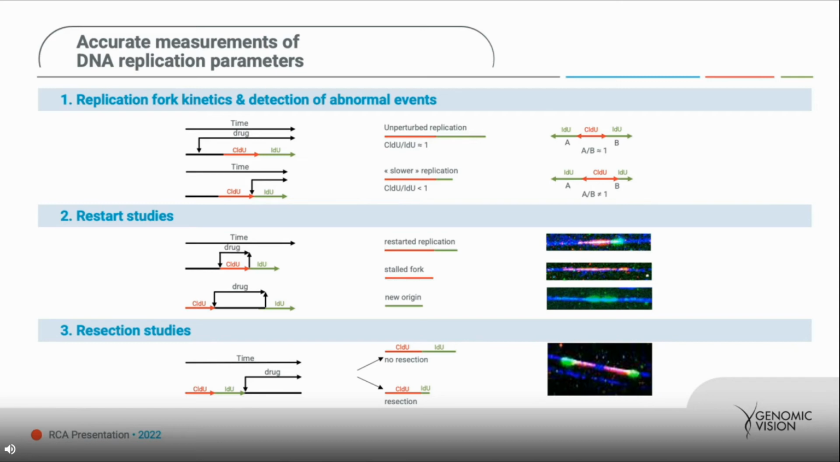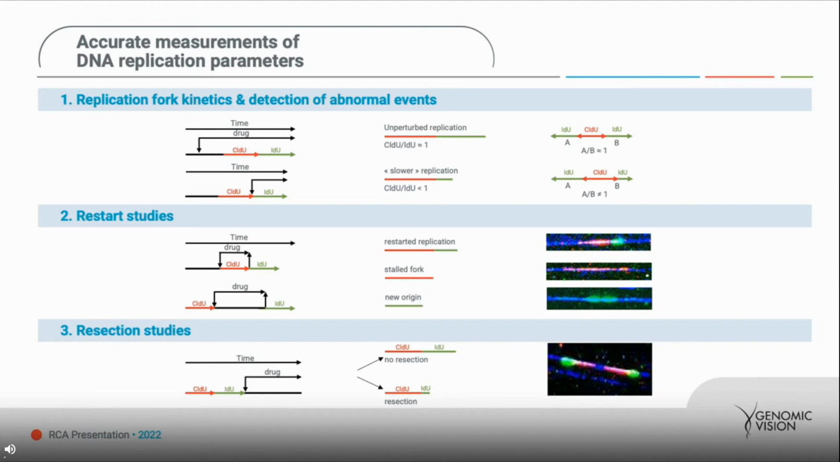Or if you focus on restart of the replication studies, in this case, the drug is administered during the 1st pulse, then washed away with something like hydroxyurea, or you can do the drug treatment in between the 2 pulses for a period of time, then wash away the drug. You can see the green track shorter than the red track as the replication restarted, or you can see a stalled fork with only the red track, or a new origin with only the green track.